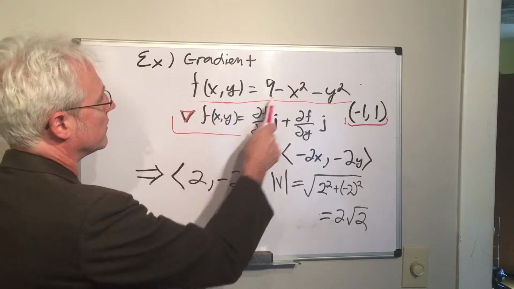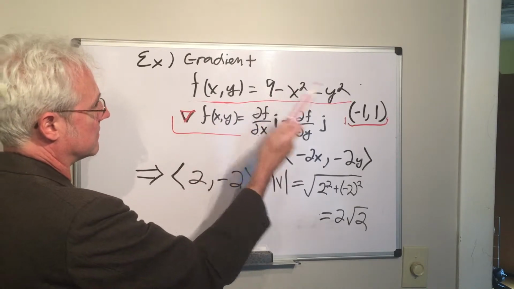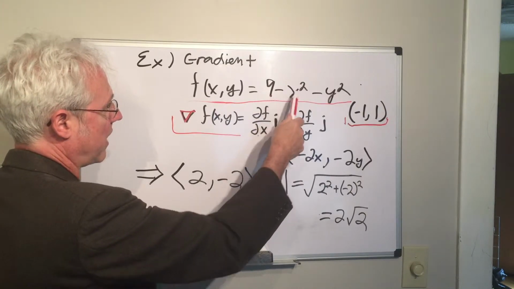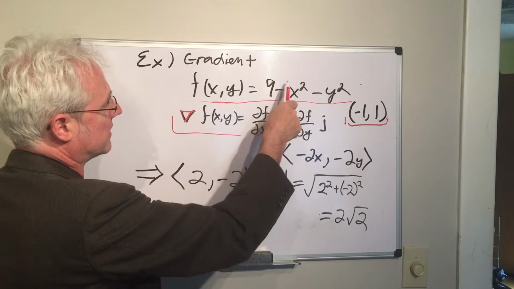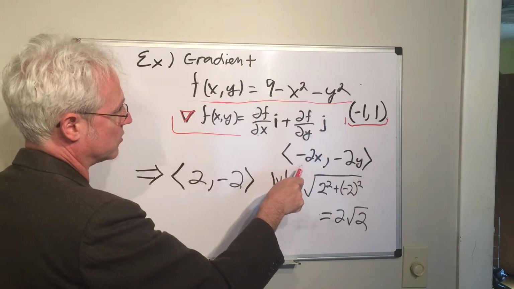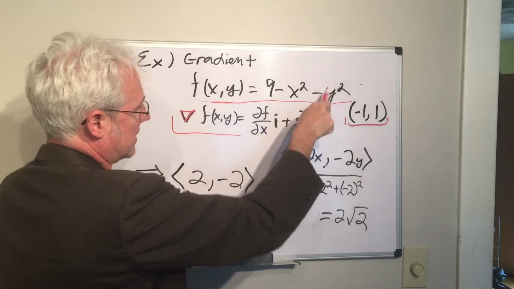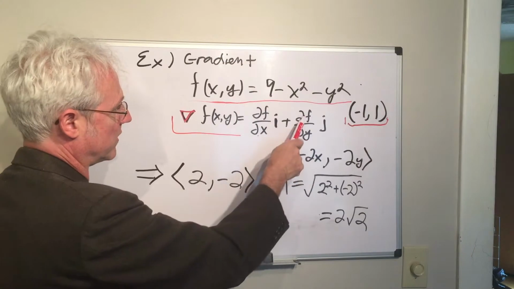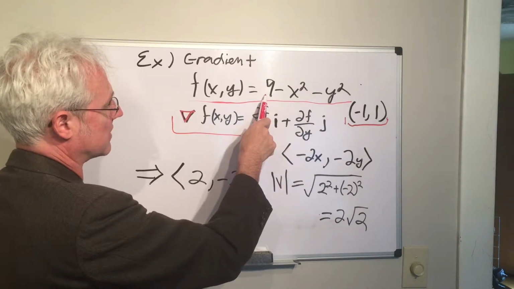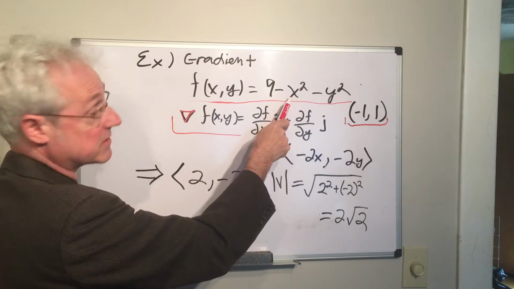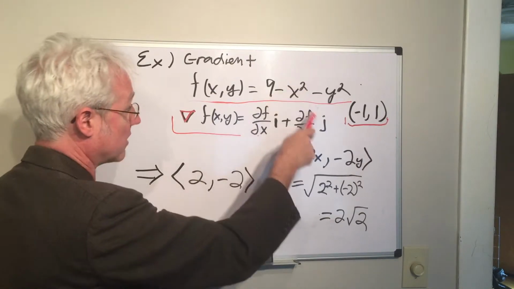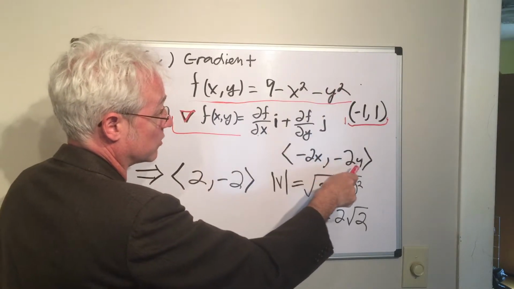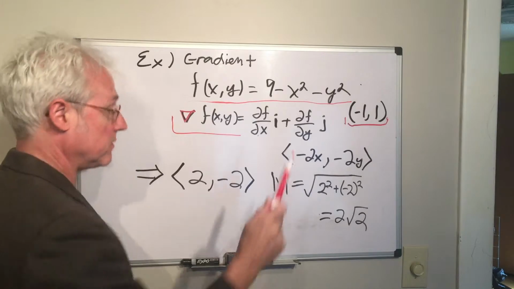So we take the partial derivative with respect to x, and just a quick reminder of how that works. 9 is a constant, so that goes out. Negative x squared becomes negative 2x. And y is a constant, so that goes out of our x term. Then we take our partial derivative with respect to y. We have a constant that goes out. x squared we treat as a constant because there's no y, so that goes out, and all we're left with is negative y squared, whose derivative is negative 2y by the power rule.